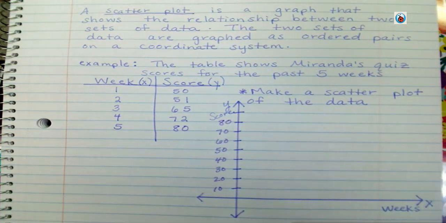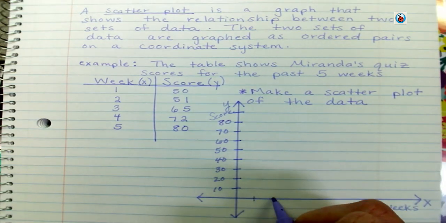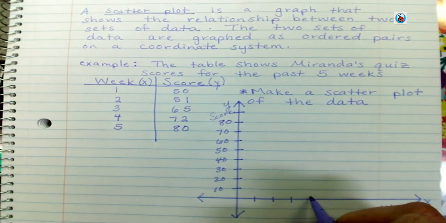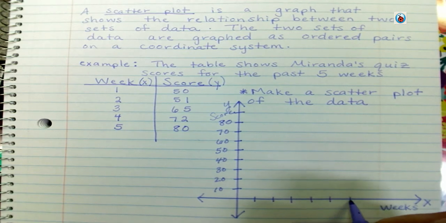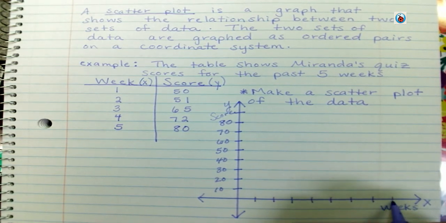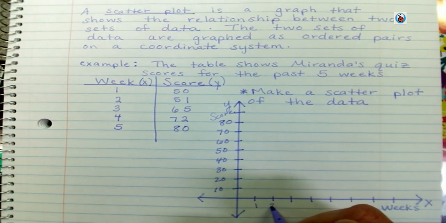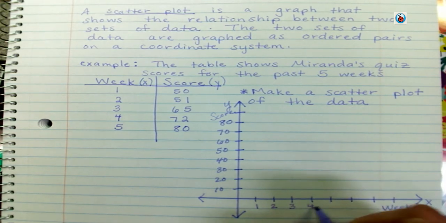And then on my x's, I'm going to space these out nice and evenly, best that I can. 1, 2, 3, 4, 5 weeks, and it can extend further as weeks continue, but we don't need to. We just need to go to 5 for this scatter plot.